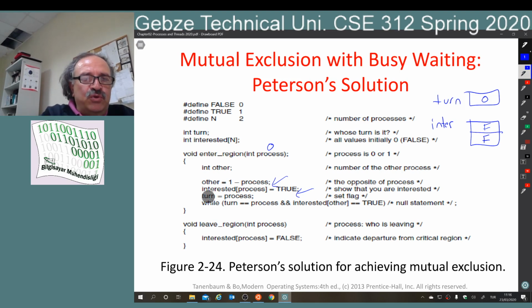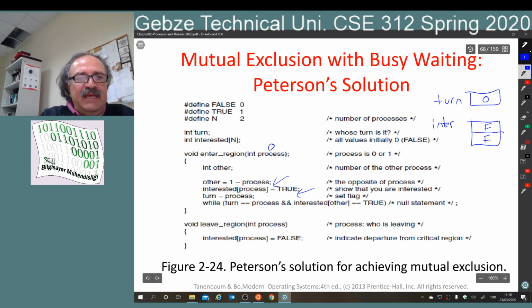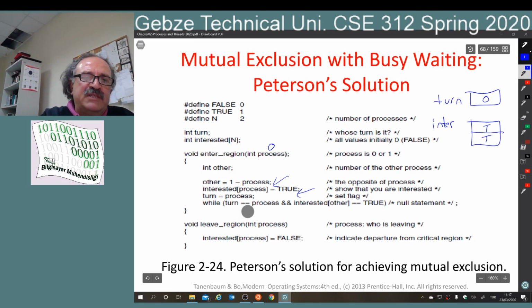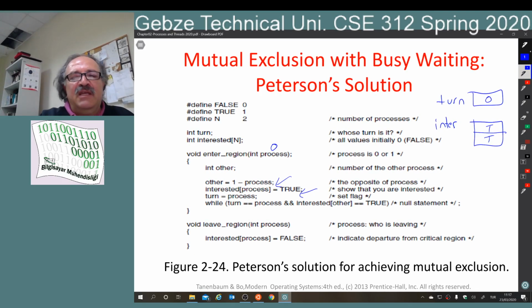But I didn't change turn to process. In that case, the other process will start running, and it will make its position again true. So both of them will be true. This one true and this one true. Okay. So since both of these are true, both of them are interested, only one of them will see turn equal to process, and that one will wait. The other one will break this loop and will go into the critical region.